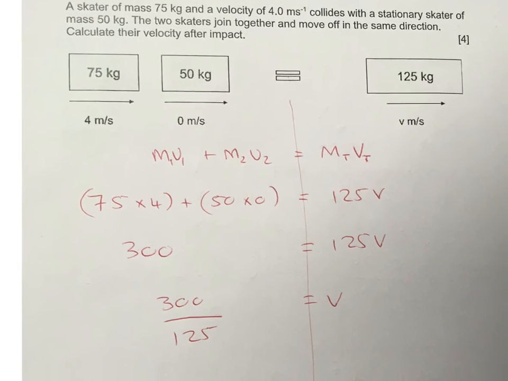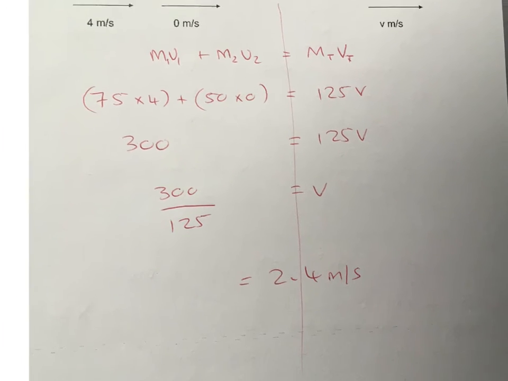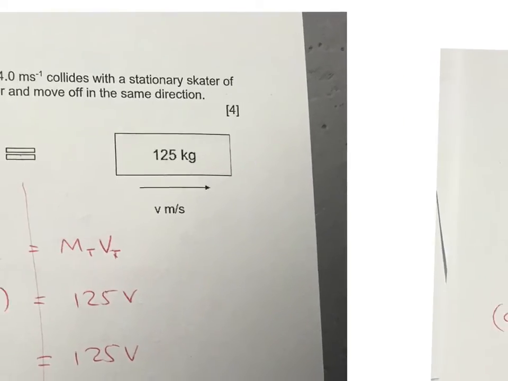So this is just a case of rearranging. So M1 U1 plus M2 U2 is going to equal M total times V total. So 75 times 4 plus 50 times 0. Well, we all know that's going to be 0. Equals 125 V. So that's going to be then just 300 plus 0 equals 125 V. So 300 over 125 equals your V there, which comes out to be 2.4 meters per second for 4 marks.